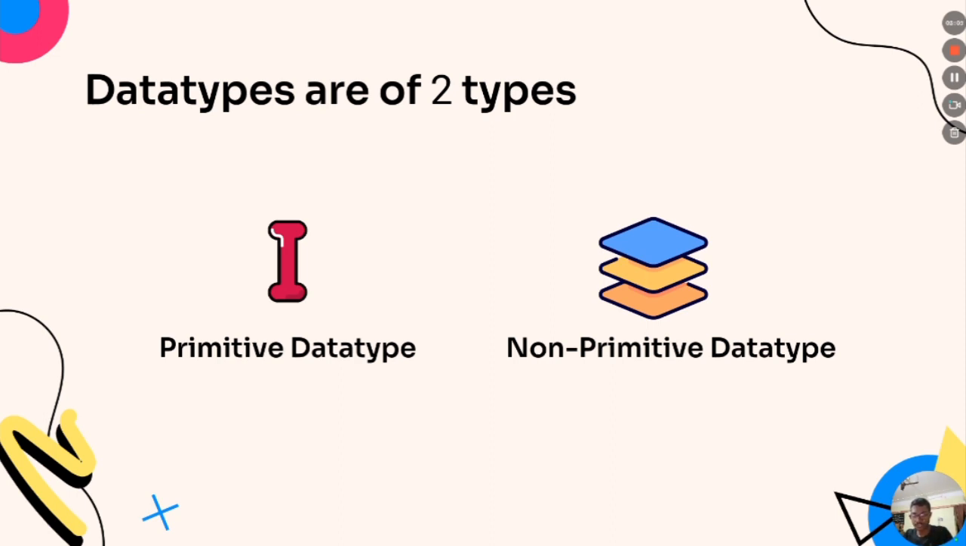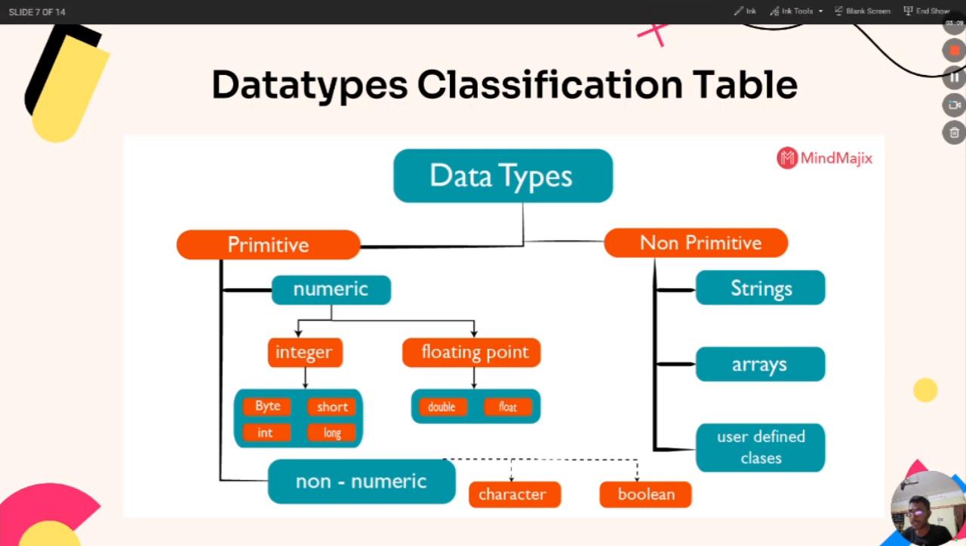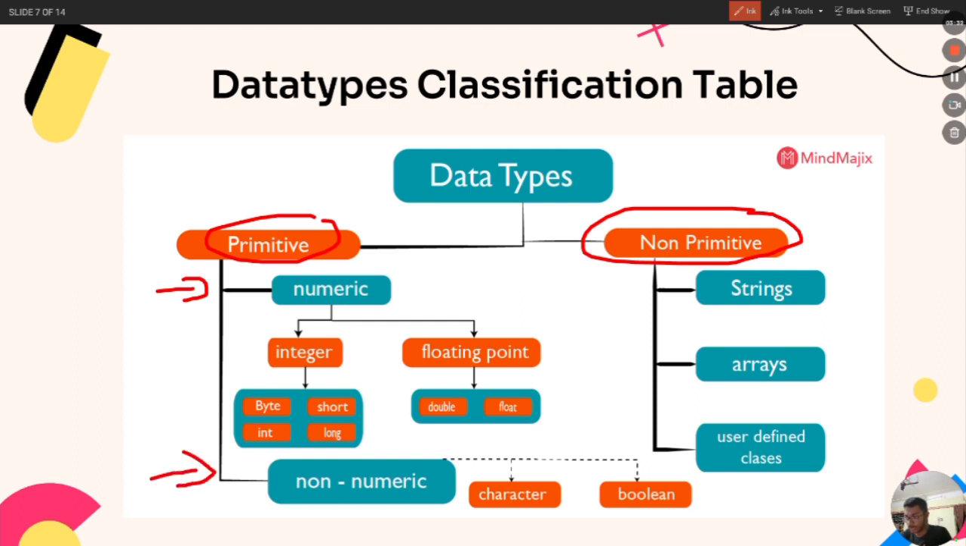Now let's take a look at the classification of the data types. First, they are divided into two types, primitive and non-primitive data types. These primitive data types are again divided into two types. As you can see, the first is numeric, which is divided into int and floating points, and the other is non-numeric. In the non-numeric we have characters and booleans, and in the non-primitive we have strings, arrays, and user defined classes.